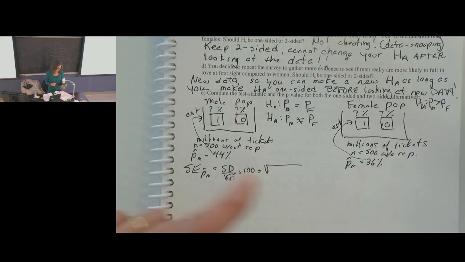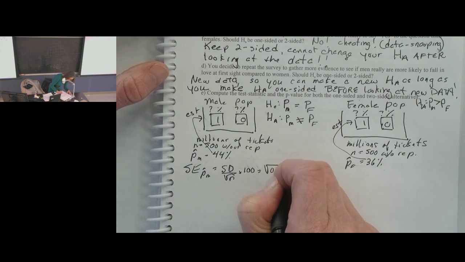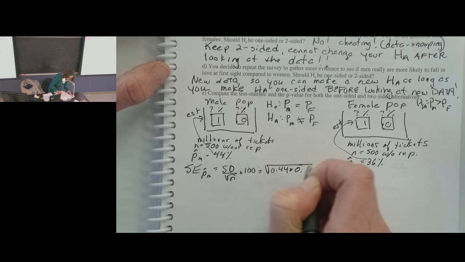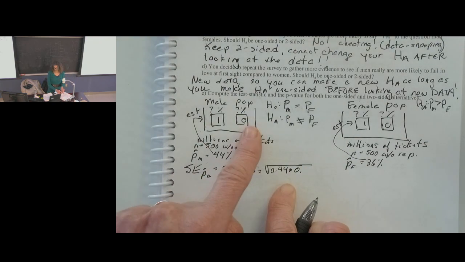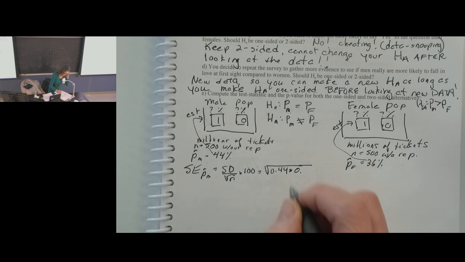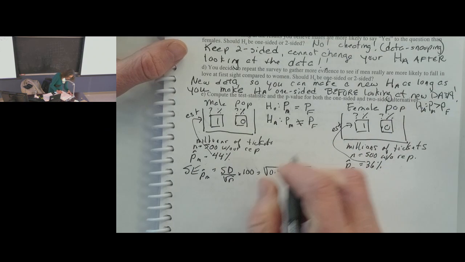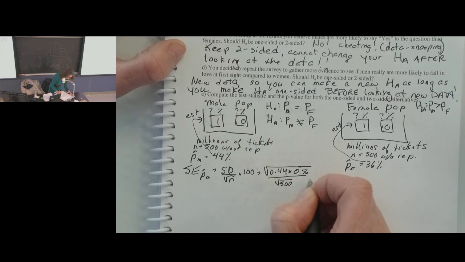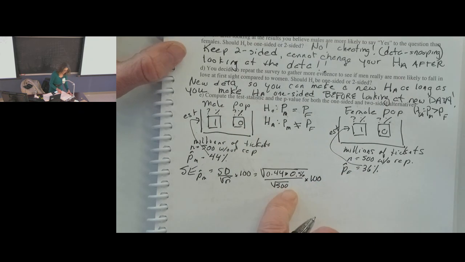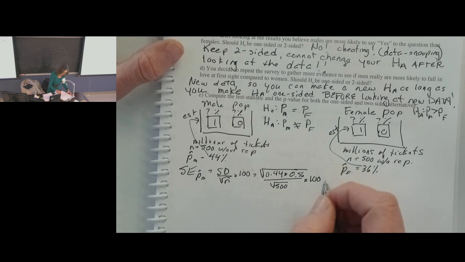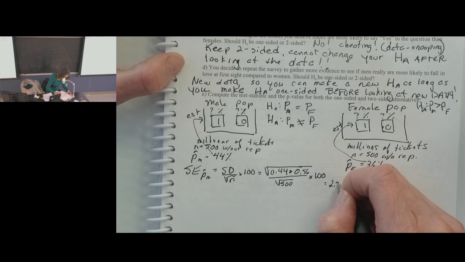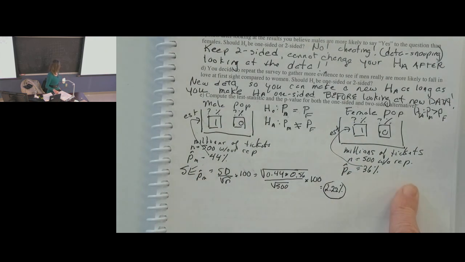All right, and we get 0.44 times what? 1 minus that, right? That would be for the zeros. So that's 0.56, divided by the square root of 500, times 100. And that's our answer for this. And I got 2.22% for this one.